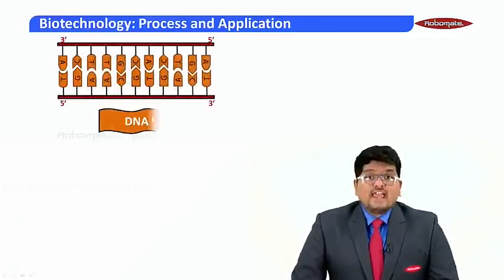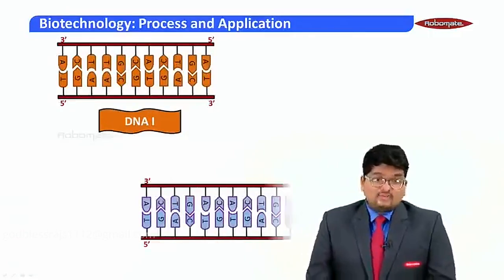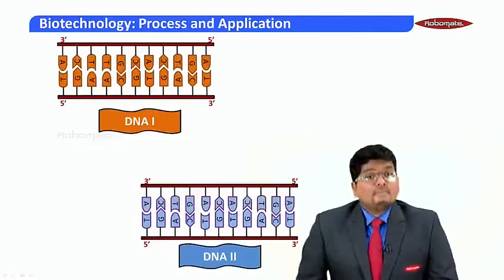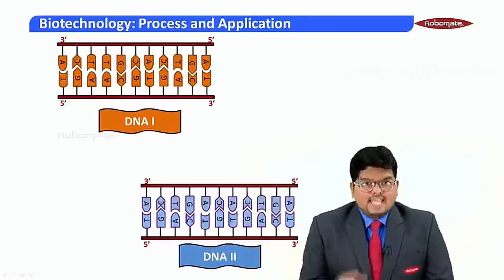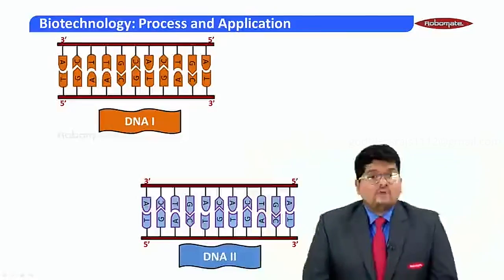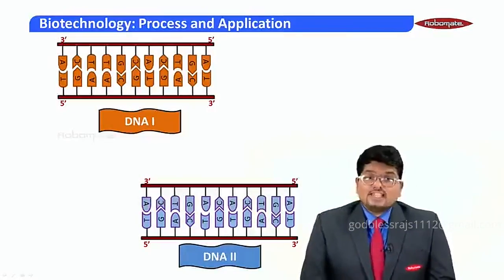So here I have DNA 1 and I have DNA 2. Now when I combine these two DNA, I get a recombinant DNA. So these are two different DNA from two different sources. Now let us see how we do that.